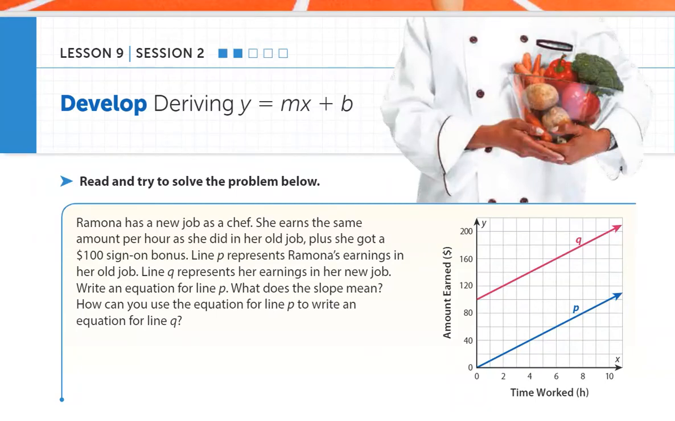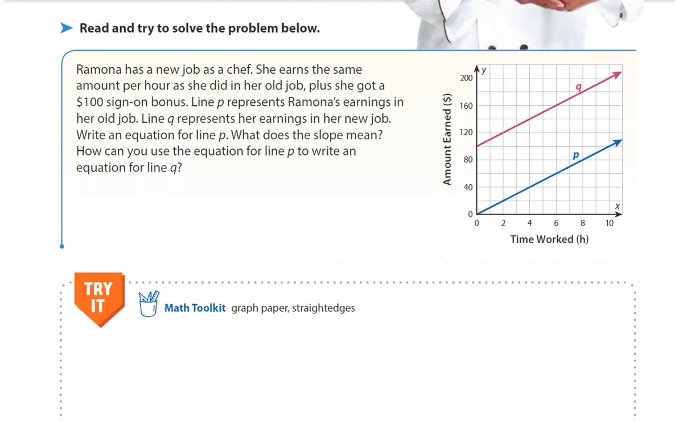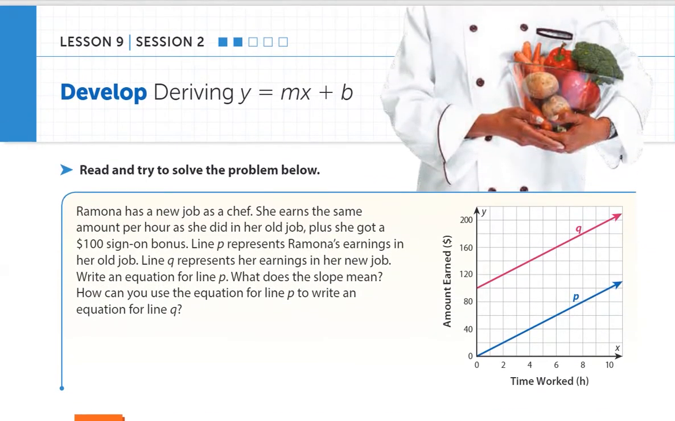Hey, 8th graders, we're on lesson 9, session 2, which starts on page 203 in your books. And today we are deriving or finding or figuring out y equals mx plus b. For yesterday's session 1, you just did the y equals mx part. So the new part today is putting in the plus b. So we're going to figure out what that plus b represents.